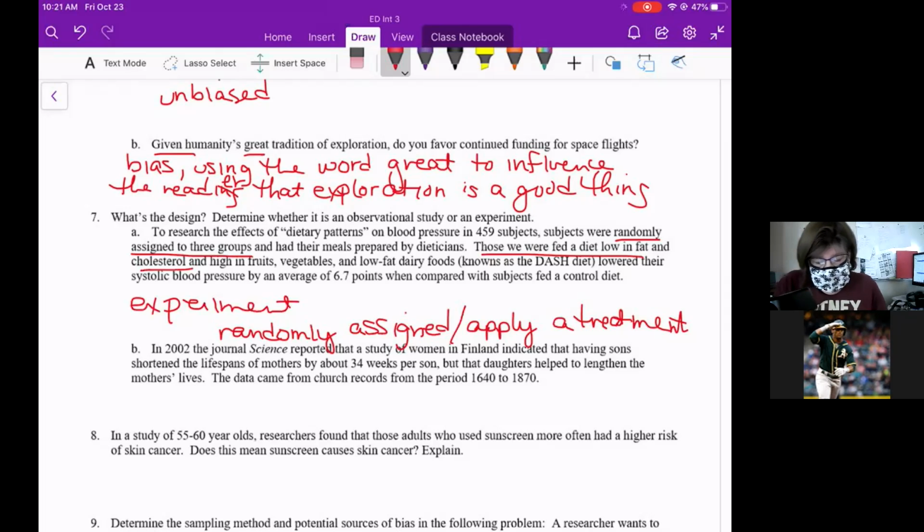But that daughters helped to lengthen the mothers' lives. The data came from church records from the period of 1640 to 1870. Observational study or experiment? Observational study. They're just looking at records, right? Would you agree? Are they doing anything to the people during that time frame? No. So it's just an observational study.